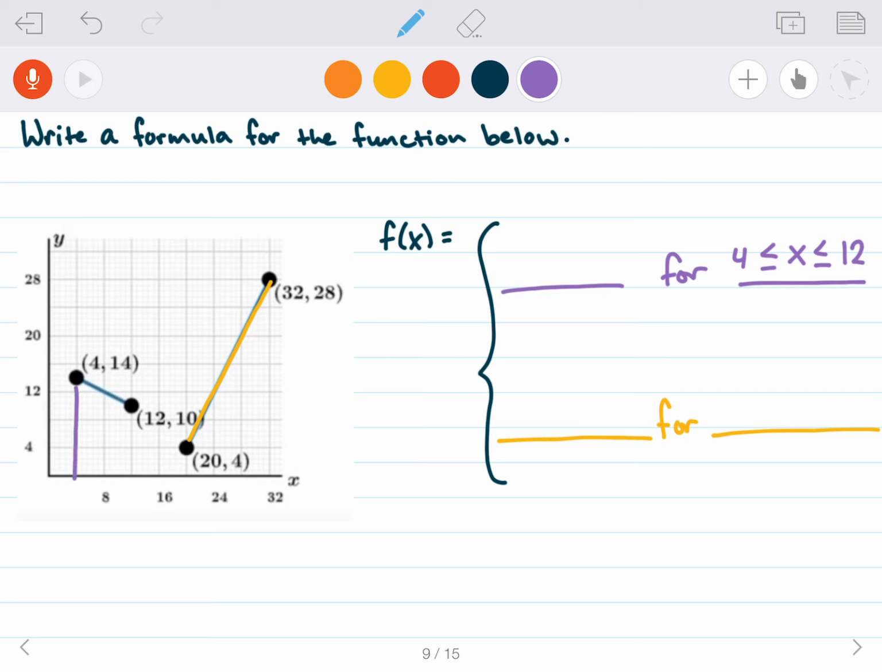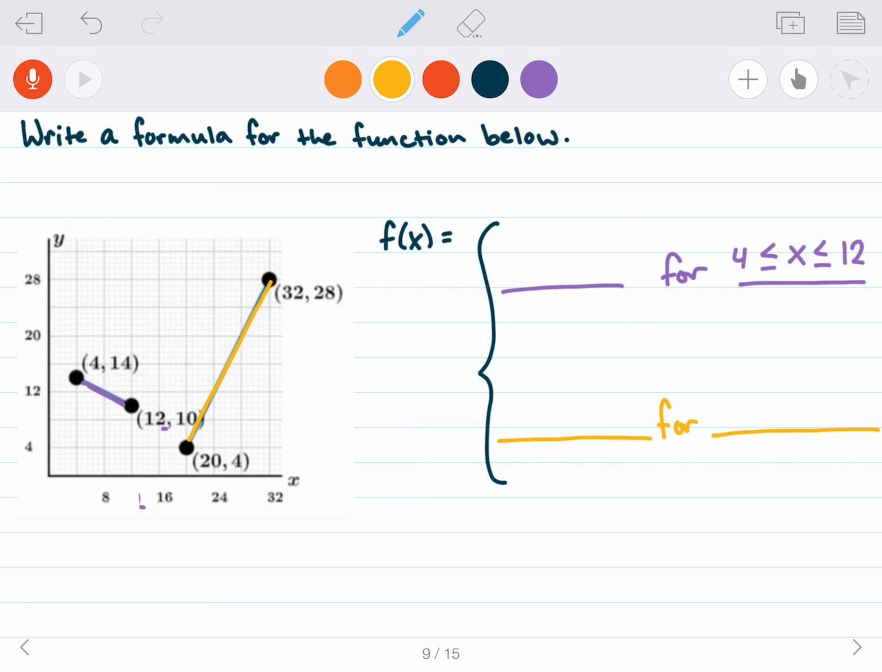So again, this is x equals 4 right here. This is x equals 12, and we're told that with the first number in our coordinate. So that's where the first domain is. Now what about this gold line segment?